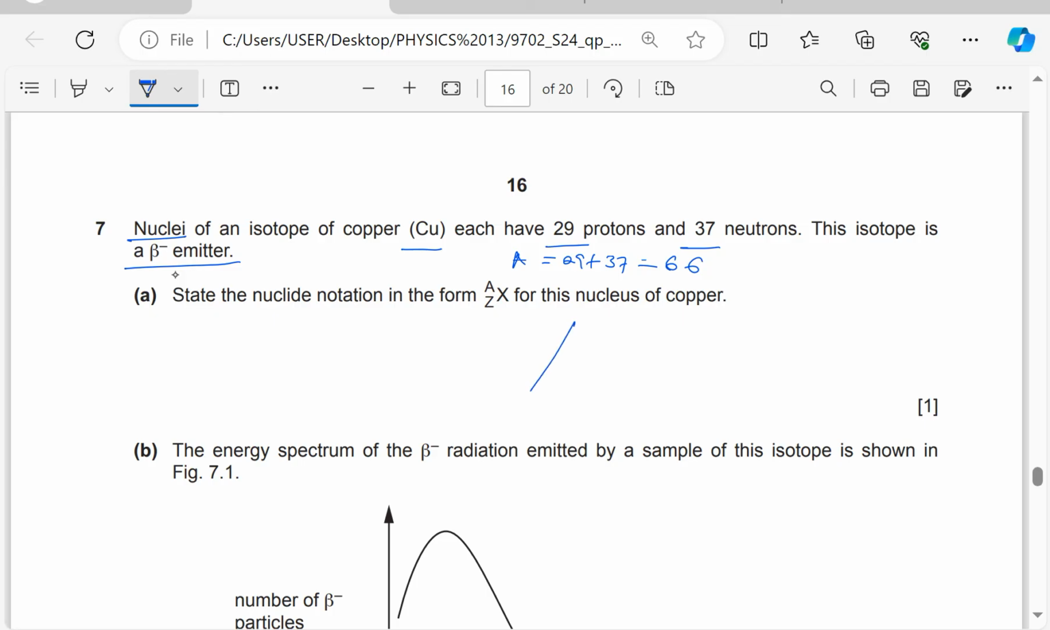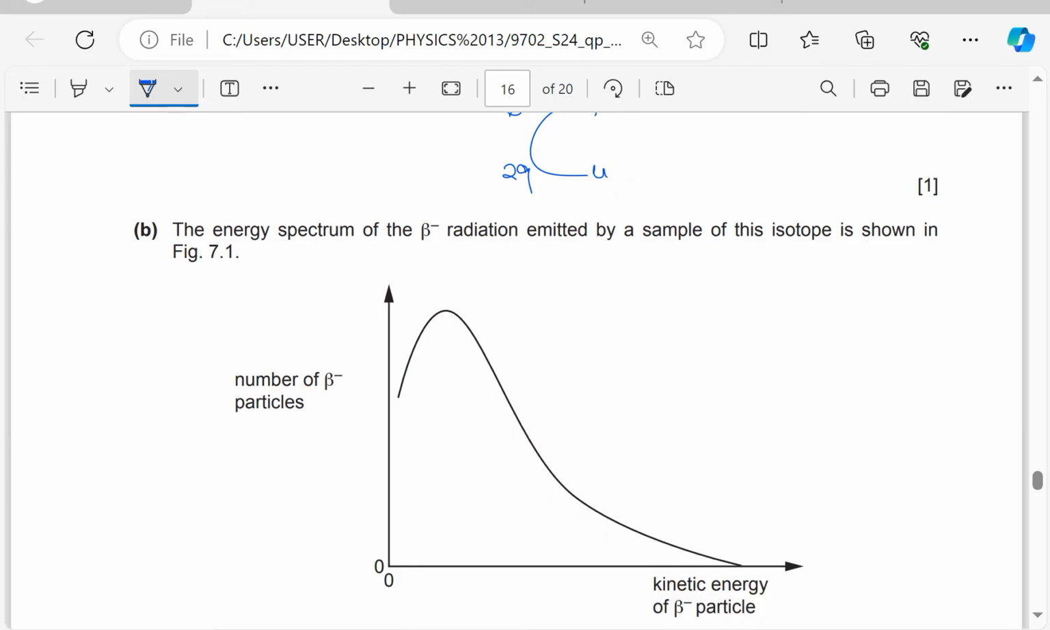So I'll write this as, not X, it is actually copper, so I'll write Cu. Where there is Z, I put the proton number, which is 29, and where there is A, I put the nucleon number, which is 66. As simple as that. The energy spectrum of the beta minus radiation emitted by a sample of this isotope is shown.